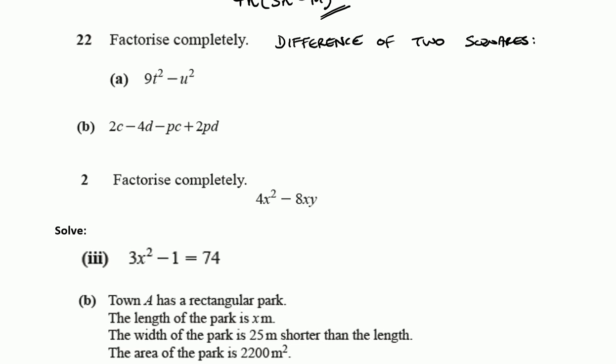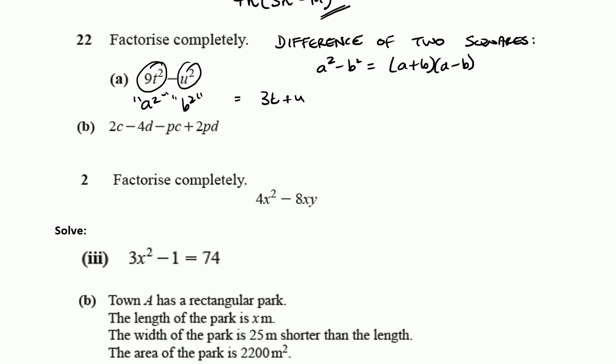So the difference of two squares rule says this. If I've got a squared minus b squared, then the two brackets I would create are a plus b and a minus b. So in this case, my 9t squared is my a squared, as it were, and my u squared is my b squared in that rule. So being very careful, we would say this is 3t plus u, 3t minus u. We have to remember that 9 is part of the squared, so the thing we're squaring to get 9 is 3.